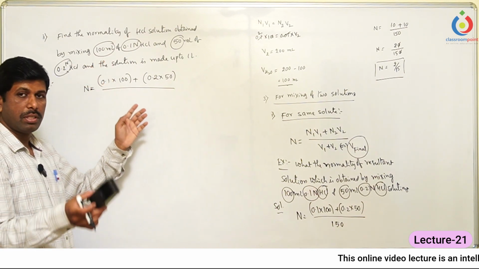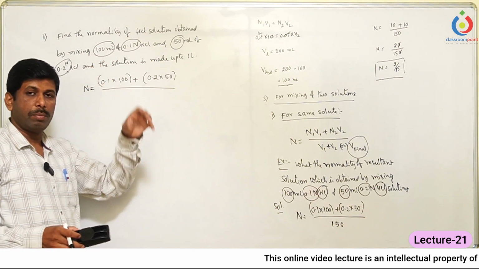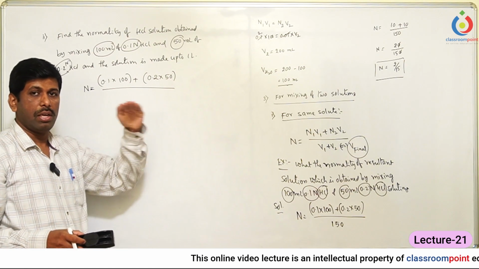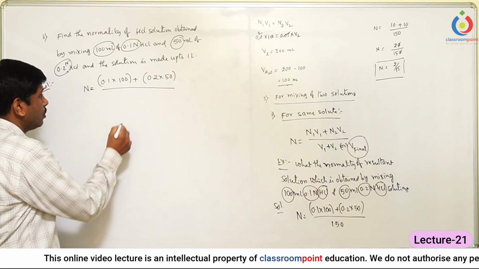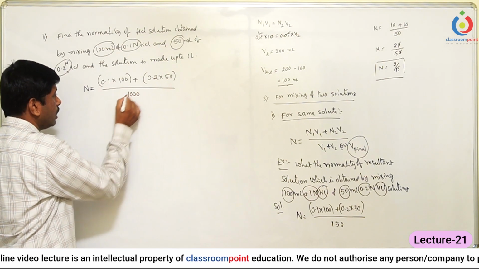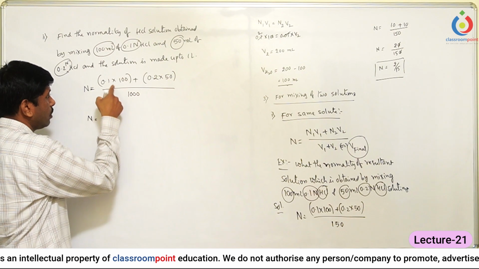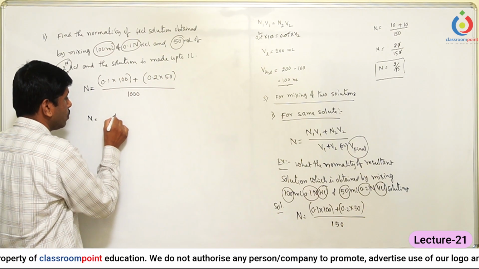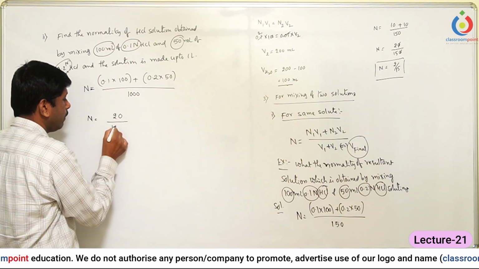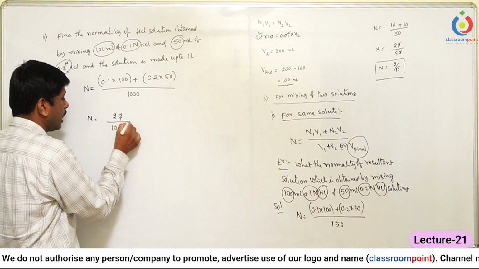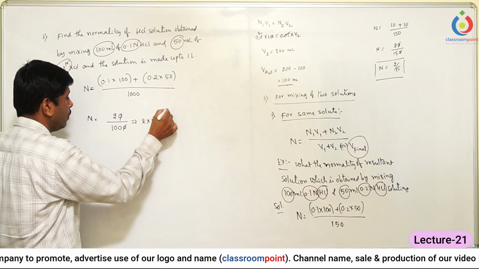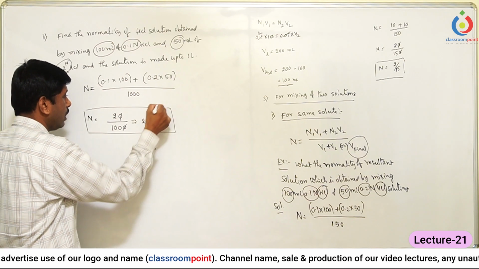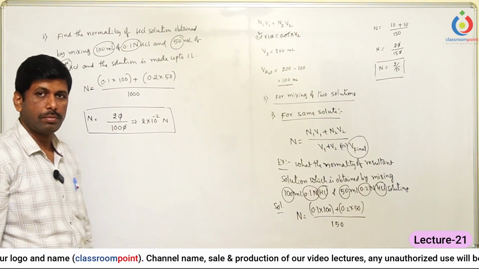Because even after mixing these two solutions, some amount of water was added again, so that the final solution was made up to 1 liter. 1 liter means 1000 ml, so here we shall take 1000 ml. So normality equals, this is 10, this is also 10, so we get 20 by 1000. It will cancel out, so it is 2 into 10 power minus 2 N, where N is the normality of the final solution.